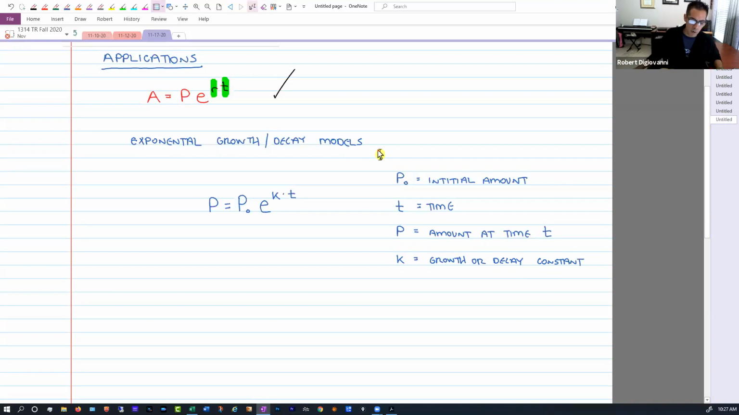Now, in our shampoo formula, the R was the interest rate, wasn't it? It was the interest rate, but for this, K is just some growth or decay constant. That's what we call it. So this formula is used anytime you want to look at something that's growing over time exponentially or decaying over time exponentially. So let me show you how this is done, okay? Let me show you how we actually use this formula.